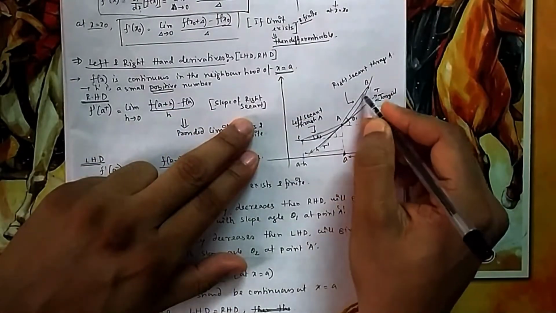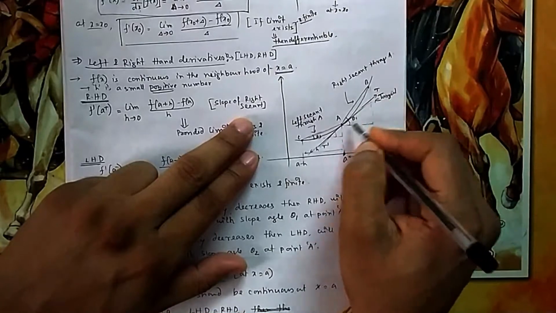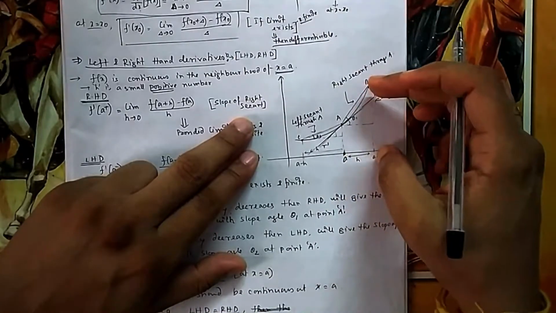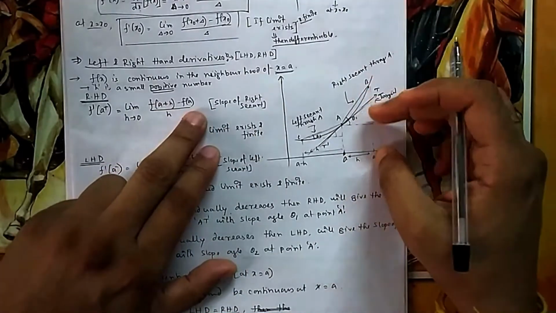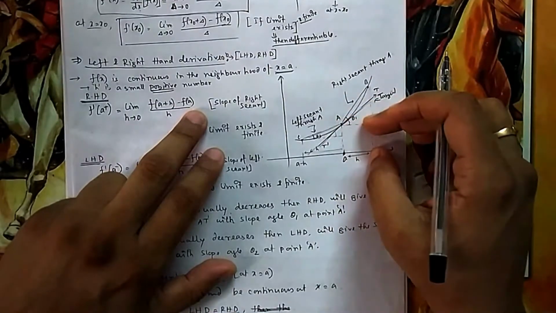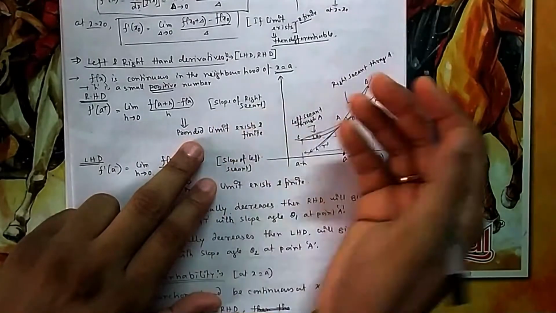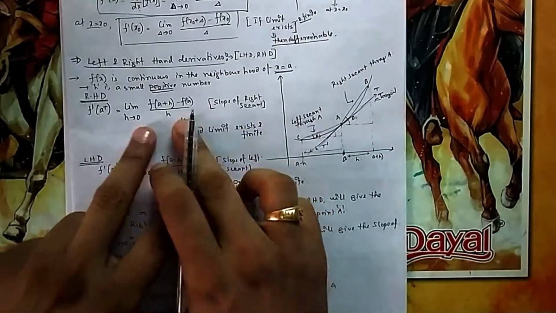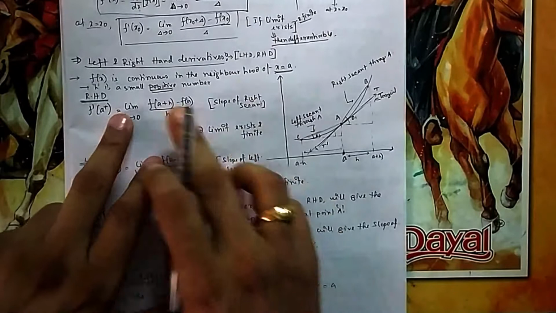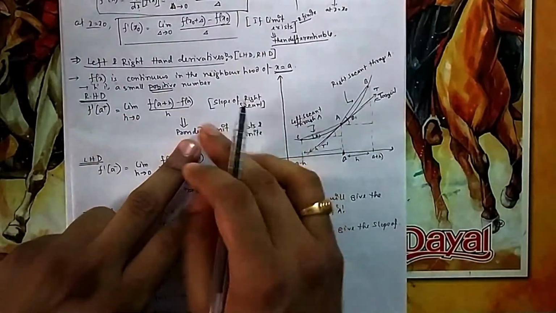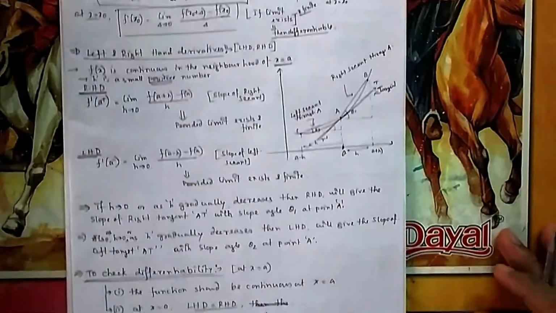What is the slope of this secant? This by this. What is this? Total length f(a plus h) minus this length f(a), divided by this h. So this is the slope of the right secant actually, provided that this limit exists, then only you will say the value of RHD is this. If the limit doesn't exist, then you don't have any RHD.